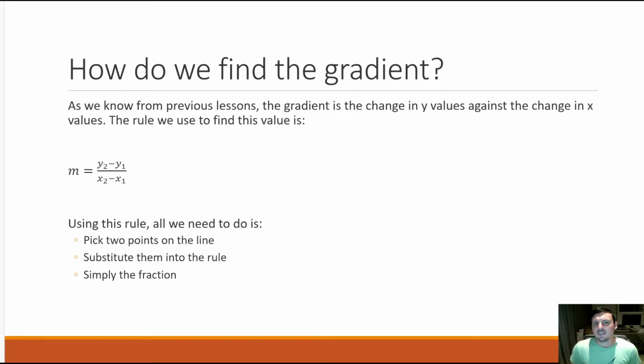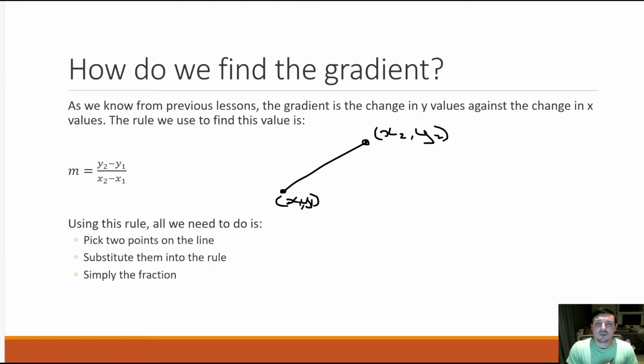As we know from previous lessons, the gradient is the change in y values against the change in x values. And the rule we use to find that is m equals y2 minus y1 over x2 minus x1. And what that means, just so you can interpret it properly, is if we have 2 points, x1, y1, x2, y2.